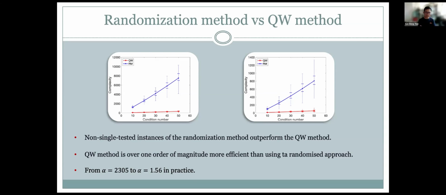Do you know what is the typical range of condition numbers for the real problems that we want to solve? Like, what is the condition number of the matrices for the real problem? Is it in this range that you consider? Okay, that's a good question.